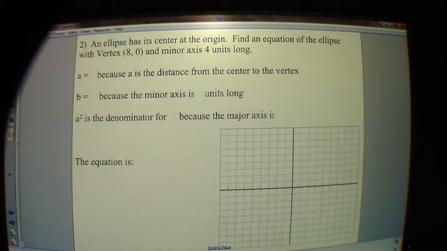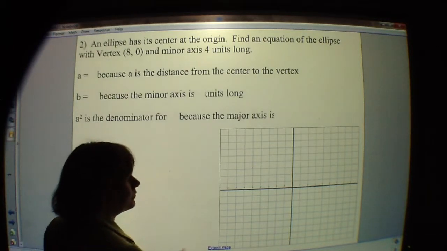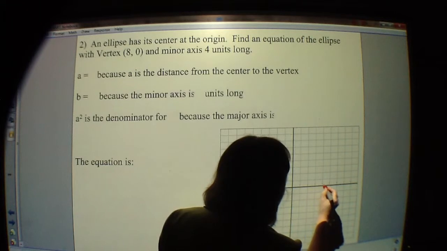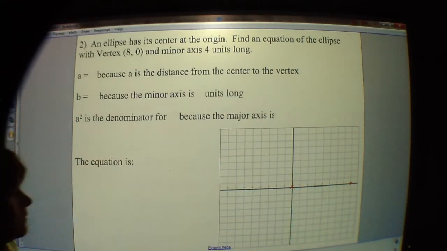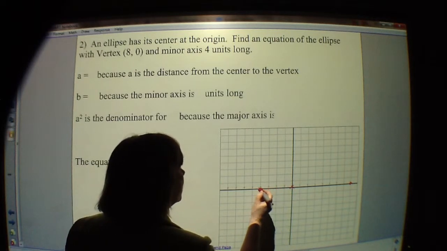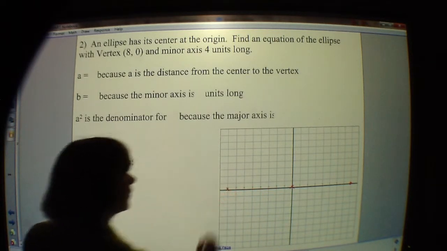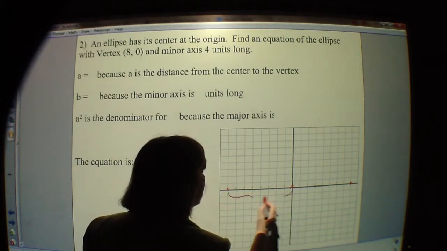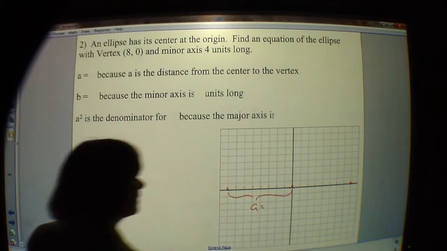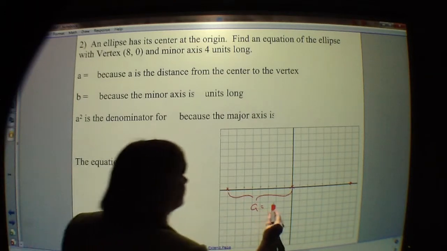An ellipse has a center at the origin. Find the equation of the ellipse with a vertex of (8, 0). So 1, 2, 3, 4, 5, 6, 7, 8, 0. My center is there. 1, 2, 3, 4, 5, 6, 7, 8. Okay, so when you're doing this, A is the distance along the major axis. That's my distance A. So that is 8.